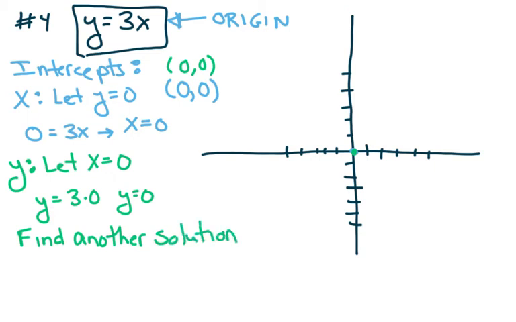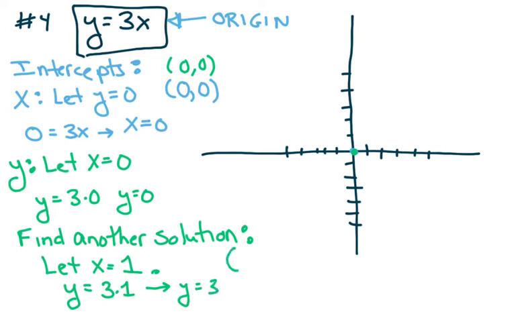I think it's easier to choose values for x, so let's just let x equal 1. Then y equals 3 times 1, so y equals 3. So I'm looking at the point 1, comma 3. X is 1, that's here. Y is 3, that's here. So go over 1, up 3 to find this point. It's right about here. Then WebAssign will draw this line for you. If you're not sure, check another point.